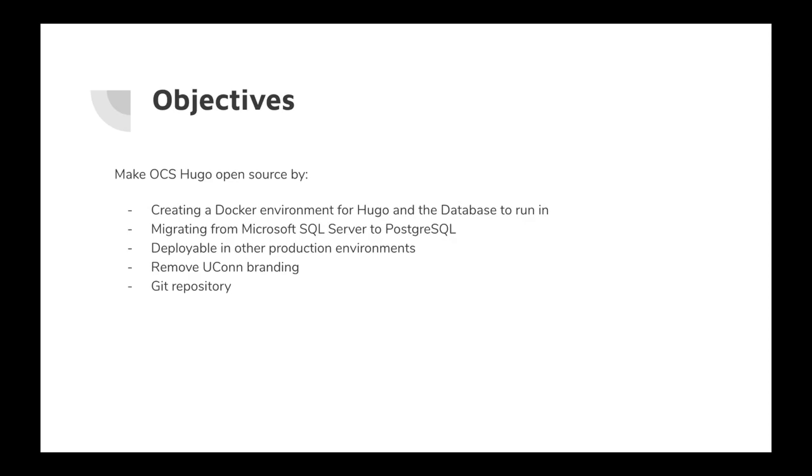Other universities have expressed interest in using Hugo at their universities, so our key objective was to make Hugo open source. To do so, Hugo needed to be designed and built in a new development environment that made it easy for the open source community to contribute, and Hugo also had to be deployable in other production environments. As a team, we open sourced Hugo in many ways.